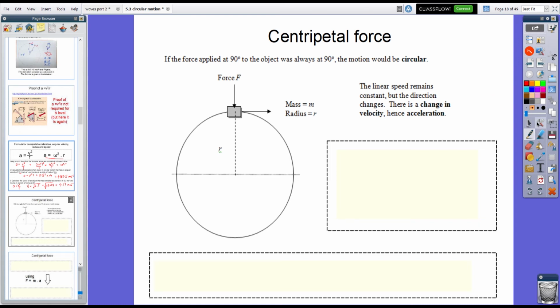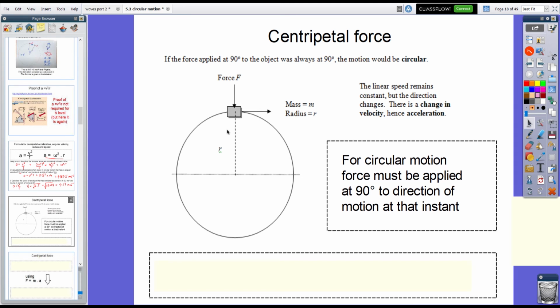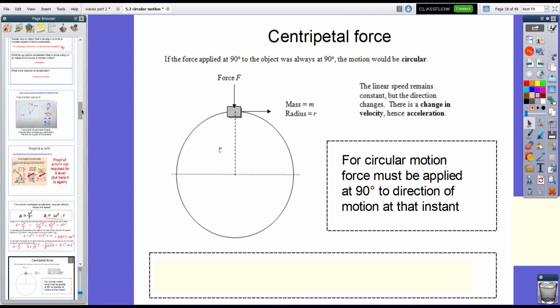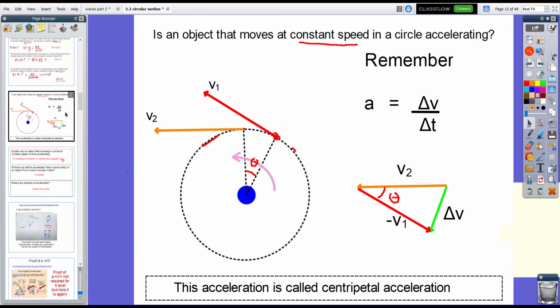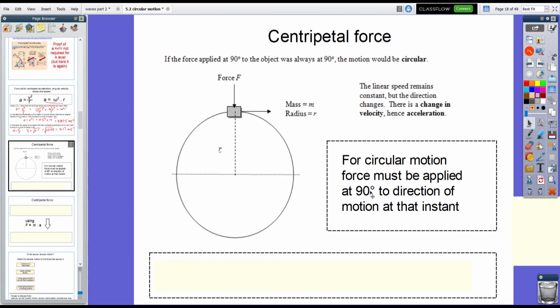So let's see, force, it has to be centripetal force as well. The force has to be directed towards the centre at all moments, otherwise it wouldn't be going in a circle. We know the force has to be because the acceleration is always acting towards the centre. So if we see an object going in a circle at a constant speed, it must be accelerating towards the centre all the time. It must also have a force towards the centre all the time.